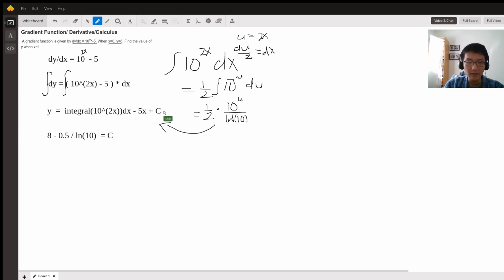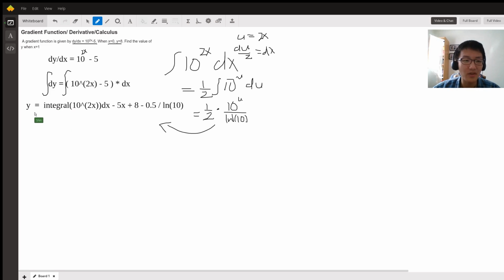So now we're going to go back up here and replace this: plus 8 minus 0.5 divided by the natural log of 10. And it's simple. Then in order to figure out the answer, all you have to do is plug in x equals 1, which will simply be 0.5 times 10 to the power of 2x, so 2 times 1, that's 2. And you divide that by the natural log of 10.